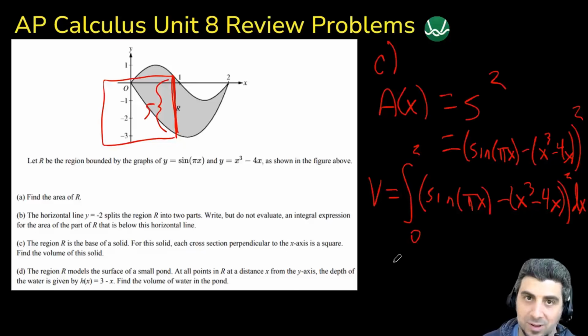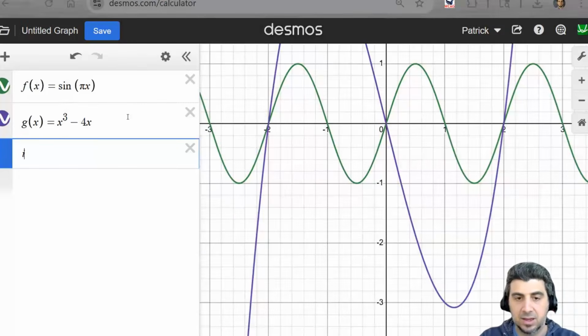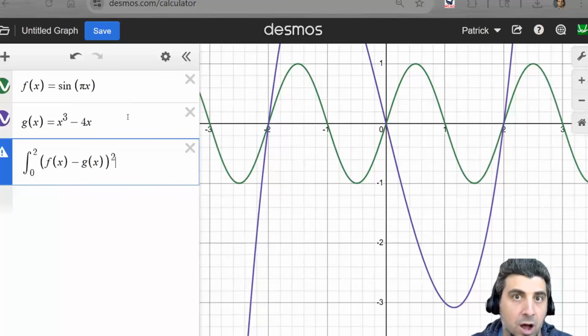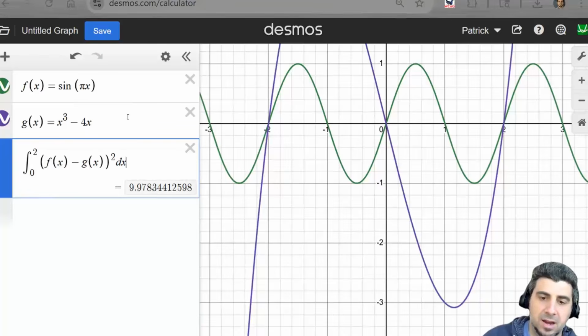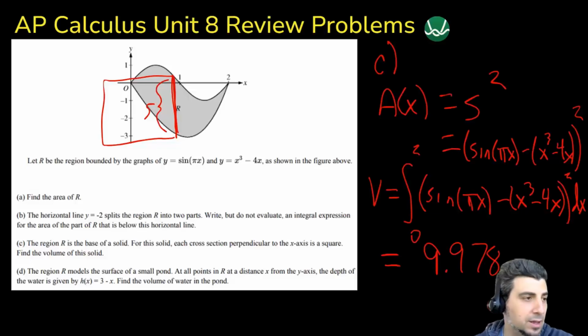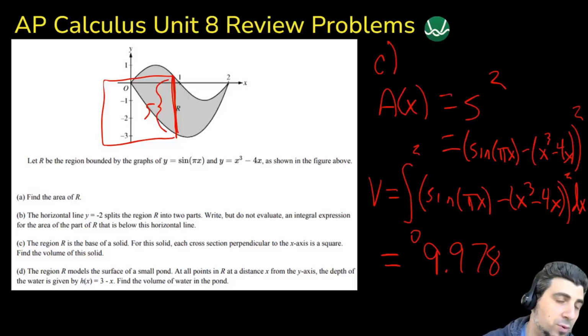And we just go over to Desmos and plug it in. We have our two functions and then the integral is the integral from 0 to 2. And in this case, it's going to be f of x minus g of x quantity squared, because it's the area formula for a square. Now, a common mistake students would make is accidentally putting a pi in here because you're used to the volume formula for a region rotated about an axis, which is pi r squared. So just be careful there. And then you have your answer. Rounded to 3 decimal places, that's 9.978. And there you go. You would get just 2 points for this one. 1 point earned for the integrand and 1 point for the correct answer.